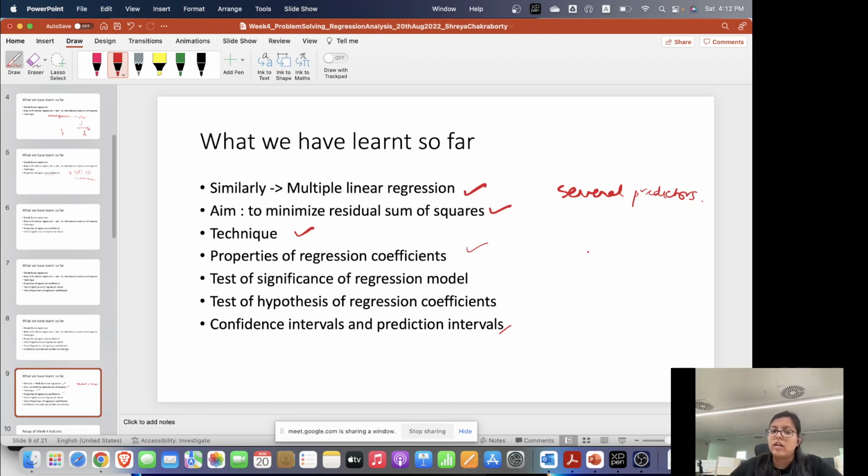Now there could be problems in terms of cost, in terms of data collection, in terms of data processing, if we keep on adding predictors which we think are relevant. So in that scenario it is very important to select a subset of predictors which are going to explain the variance in our dependent variable as much as possible.